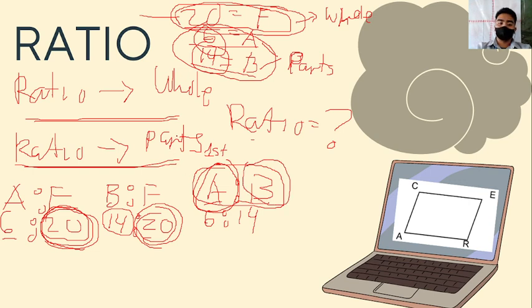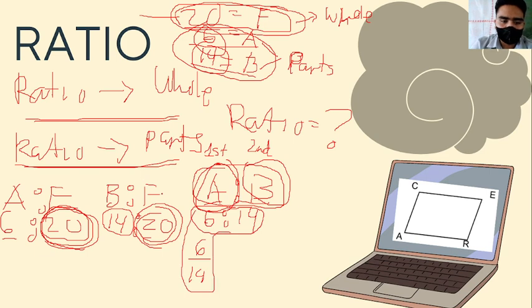Or what is the second given? Banana. Alright. So what if, this is my second question, what is the ratio? Isn't it that this is the ratio of the apple to banana? So 6 is to 14, or we could write it down as 6 over 14. Okay.